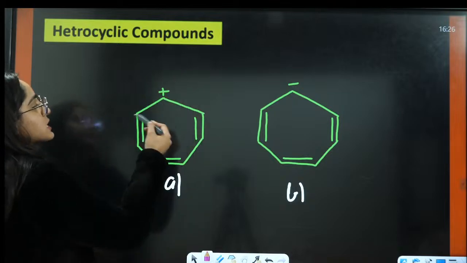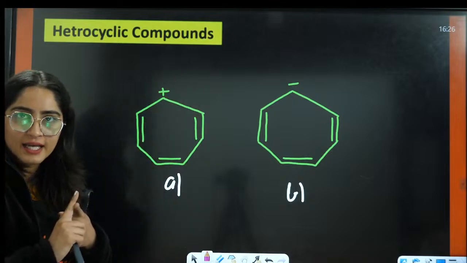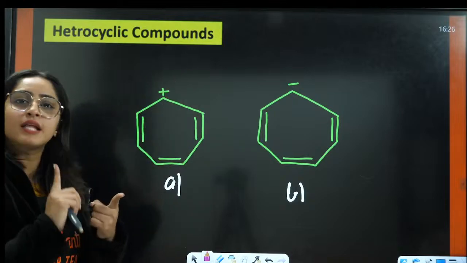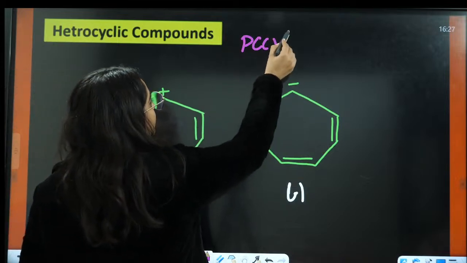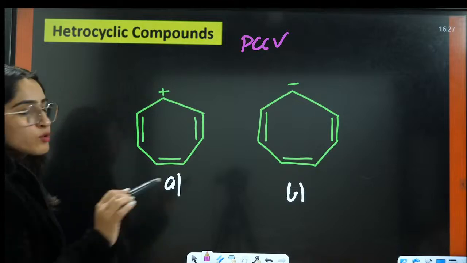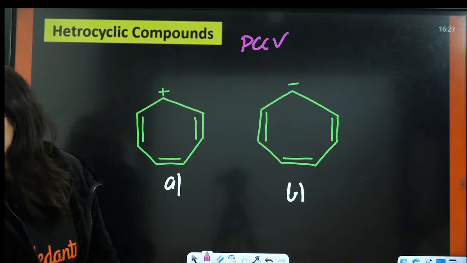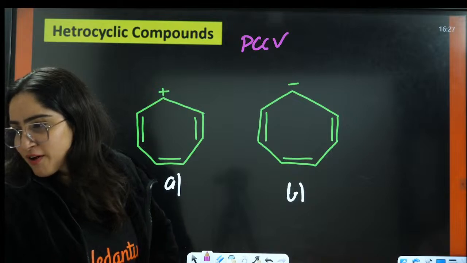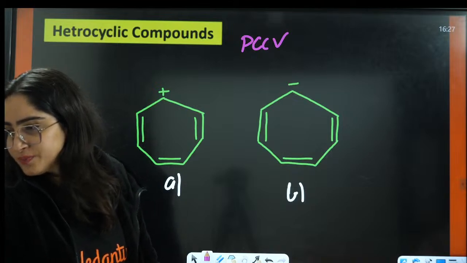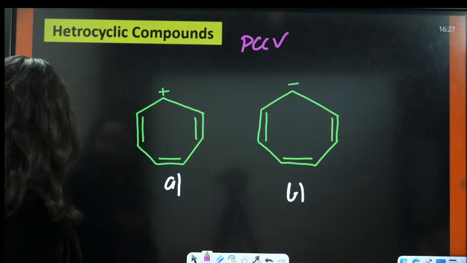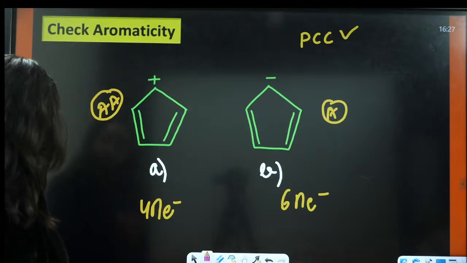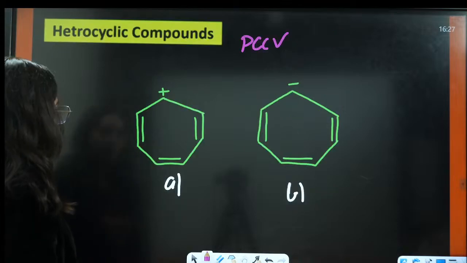Okay? So now this is PCC. That means planarity. And after that cyclic, after that conjugation, complete conjugation. Every compound here is following PCC. And after that, let us calculate the number of pi electrons. 2 pi electrons following Huckel's rule. Wait. 2 pi electrons. How are 2 pi electrons following Huckel's rule?